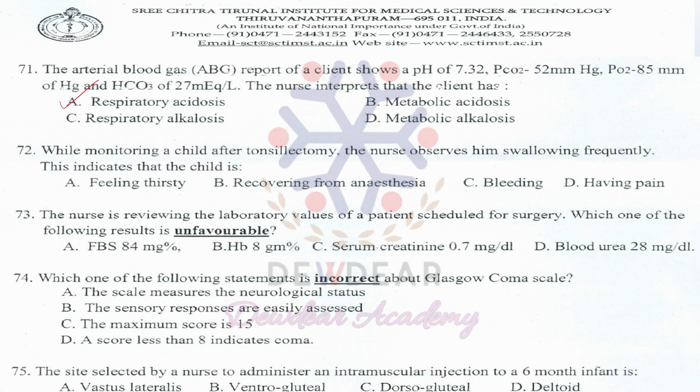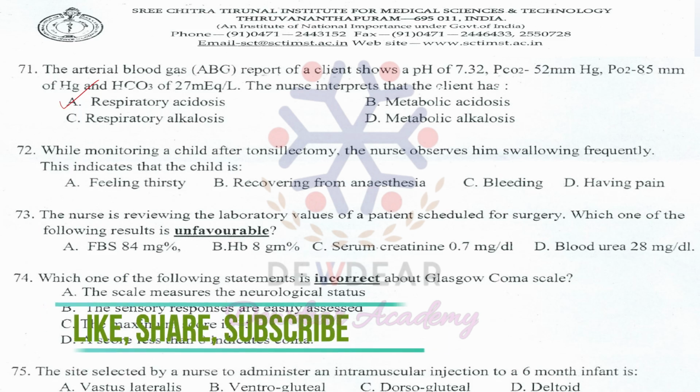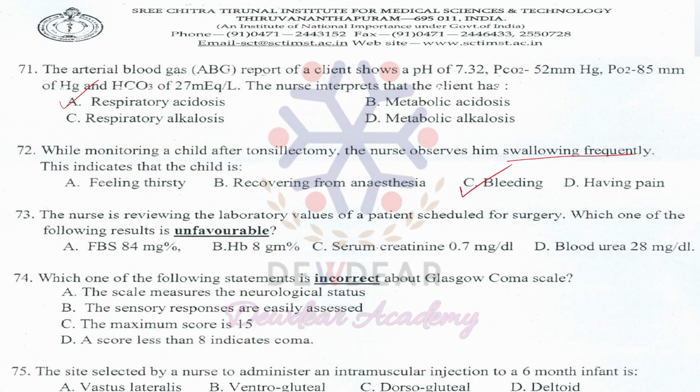Then question number 72. While monitoring a child after tonsillectomy, the nurse observes him swallowing frequently. So this indicates that the child is: feeling thirsty, recovering from anesthesia, bleeding, or having pain. After tonsillectomy, if the patient is swallowing frequently, that indicates bleeding. So option C is the correct answer.